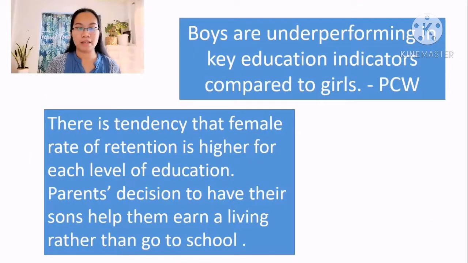Boys are underperforming in the key education indicators compared to girls. And also, there is a tendency that female rate of retention is higher for each level of education, let's say for basic education, for secondary, and parents' decision to have their sons help them earn a living rather than go to school. So, looking at the basic education system, meron po yun, we will look into retention, mas mataas din ang percentage ng retention ng female students compared to boys. The reason behind it, because boys are encouraged na magtrabaho na than go to school. So that is also gender inequality. That is also a gender issue.